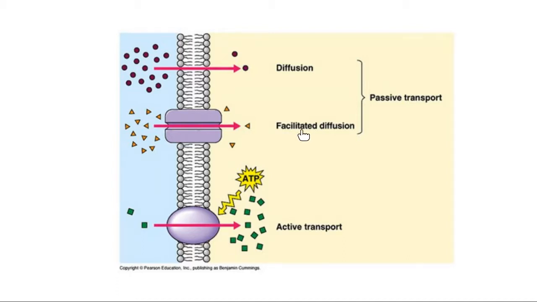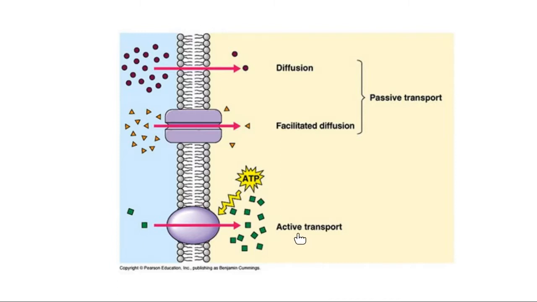When I look at the second part of my image, I'm looking at facilitated diffusion. In facilitated diffusion, we are using a protein facilitator to do the exact same thing that we did in diffusion. So we're still going from high to low, but we're doing it through a protein channel. So facilitated diffusion uses a channel protein to move things from high concentration to low concentration.